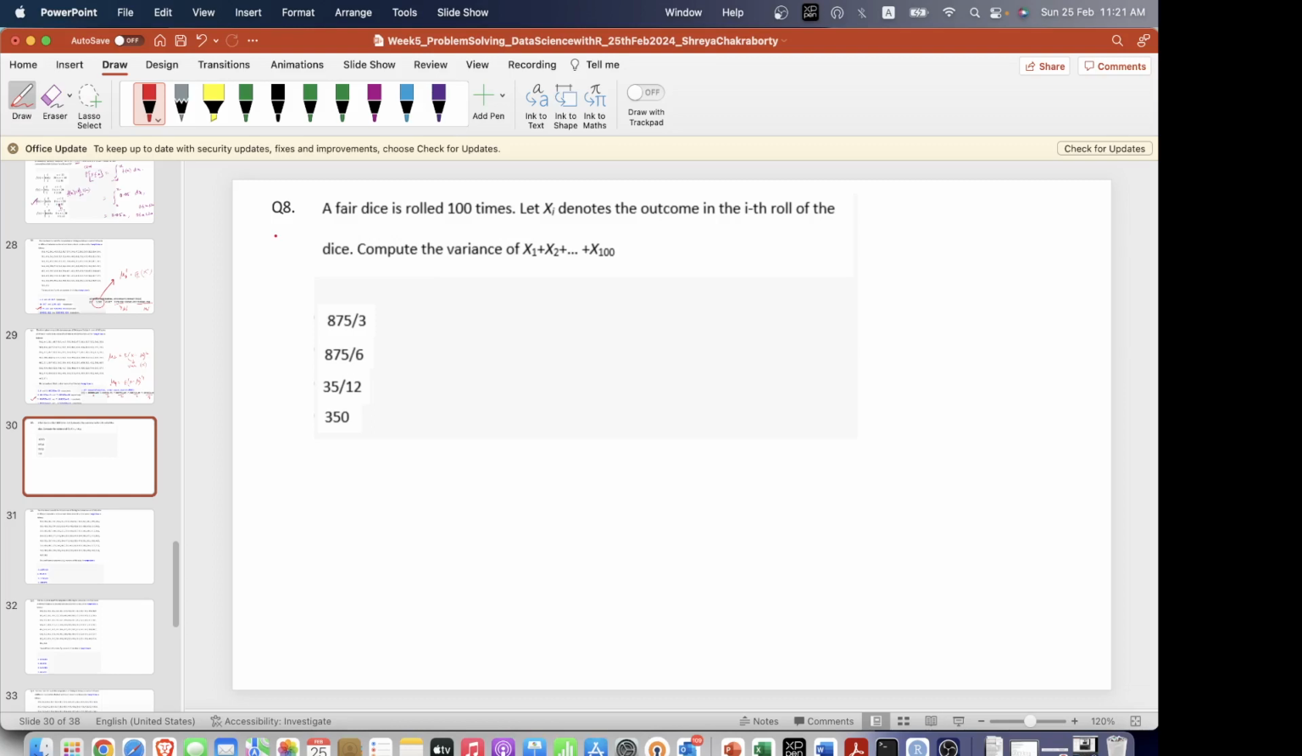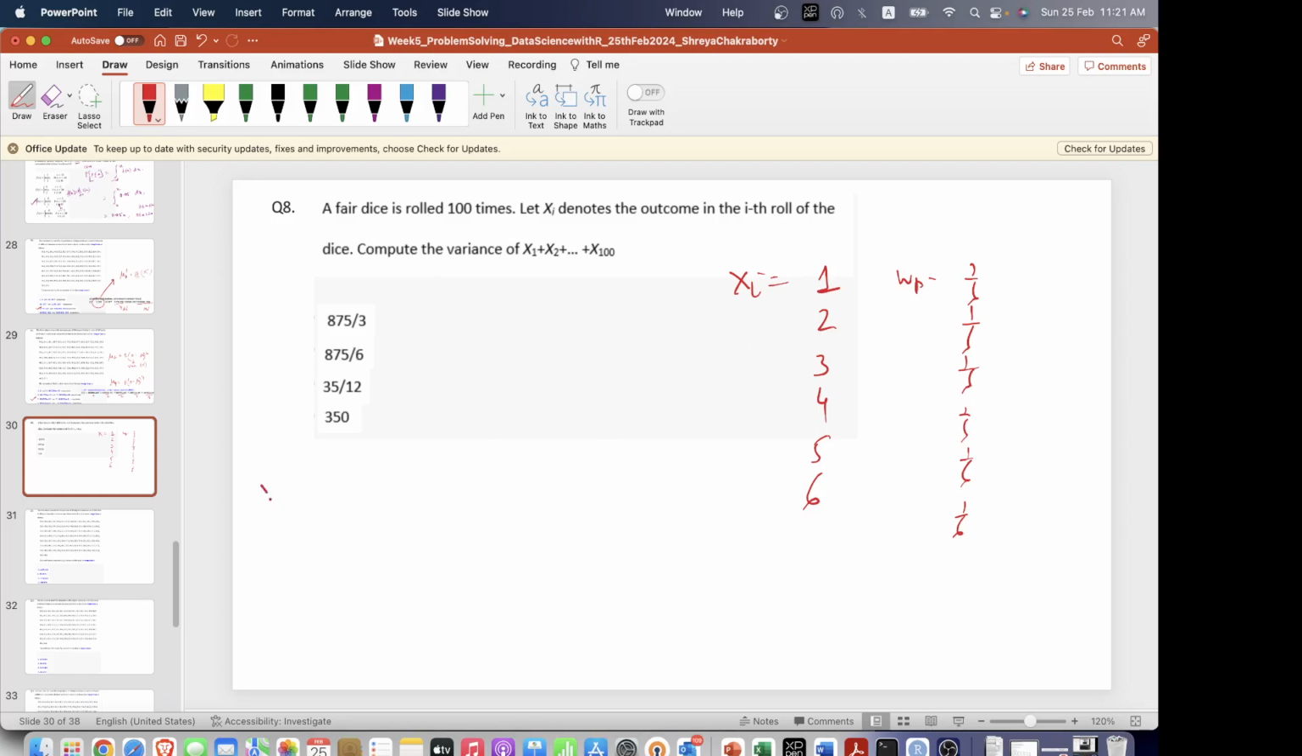So this question says that a fair dice is rolled 100 times. Let xi denote the outcome of the ith roll of the dice and compute the variance of x1, x2 to x100. Okay, so xi can take values from 1, 2, 3, 4, 5, 6, and with probabilities 1/6, 1/6, 1/6, 1/6, 1/6, 1/6, because it's a fair die.